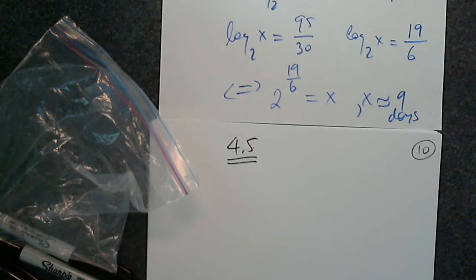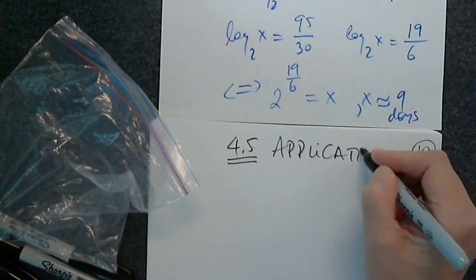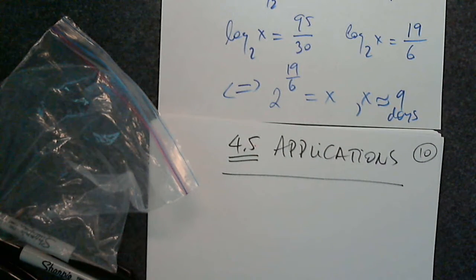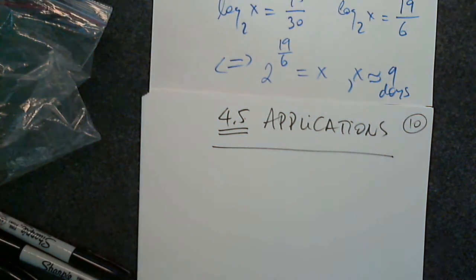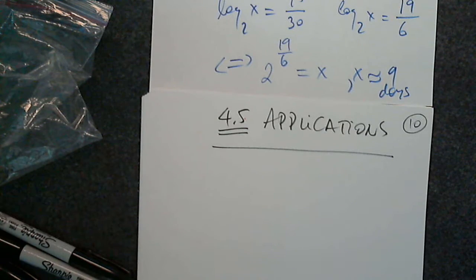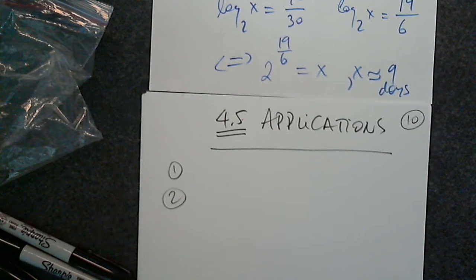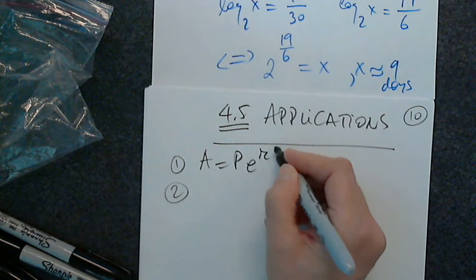The last section of chapter 4 deals with applications. You do not have to memorize any models. All these models will be given to you. So let me list the models that we are going to look at. Number 1 and number 2, we already looked at. A equals P e to RT.